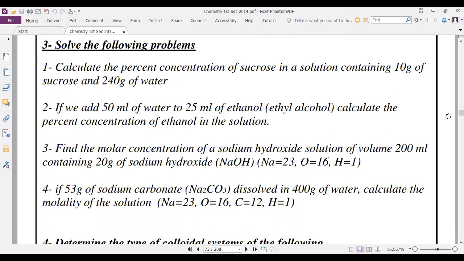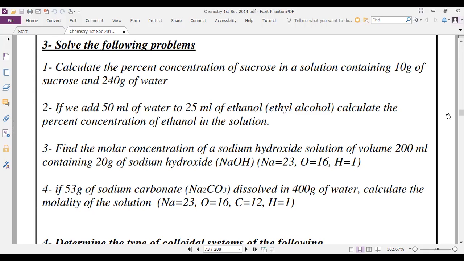Number one, I will get the percent concentration, which is the mass of solute over the mass of solution times 100. It will be 100 times 10 over 240, so it will be 24%. Right, it's very simple. Percent concentration equals the mass of solute divided by the mass of solution times 100. So it will be 10 divided by 240, multiplied by 100, equals 24%.